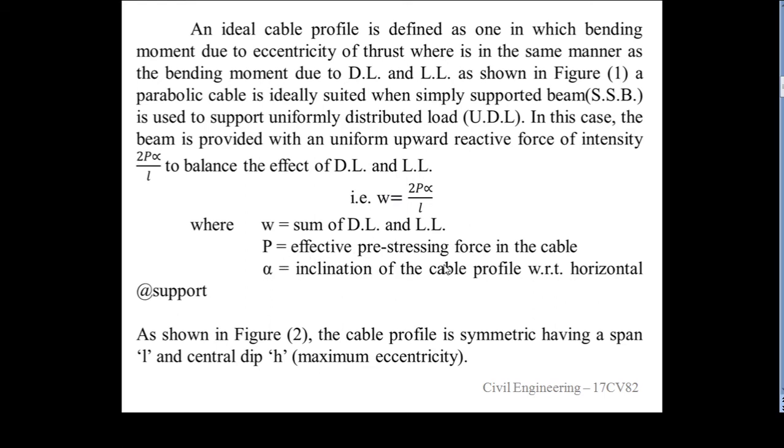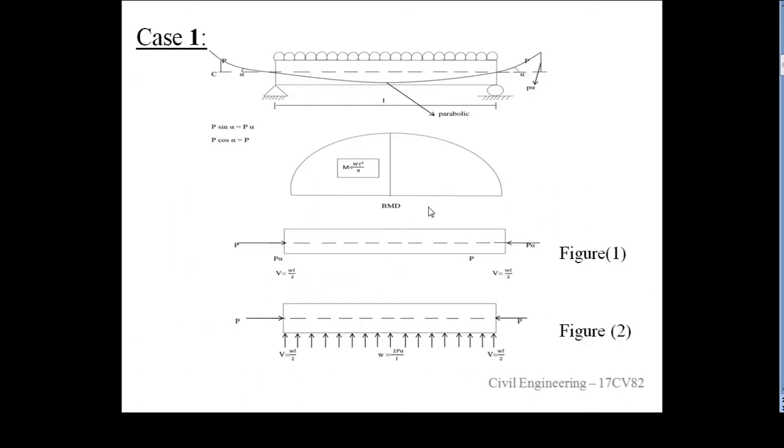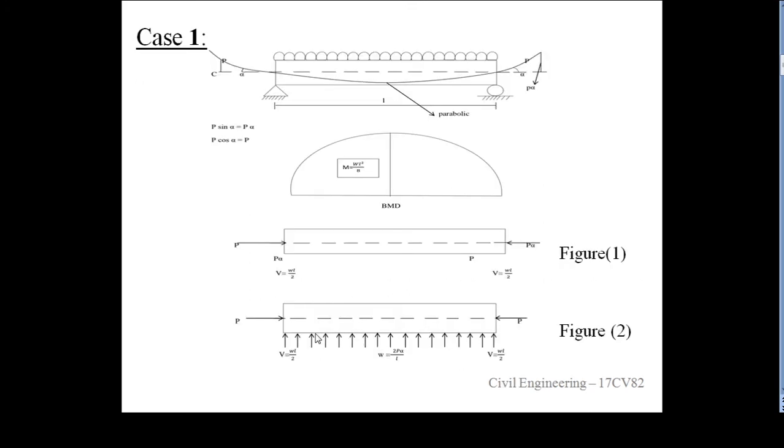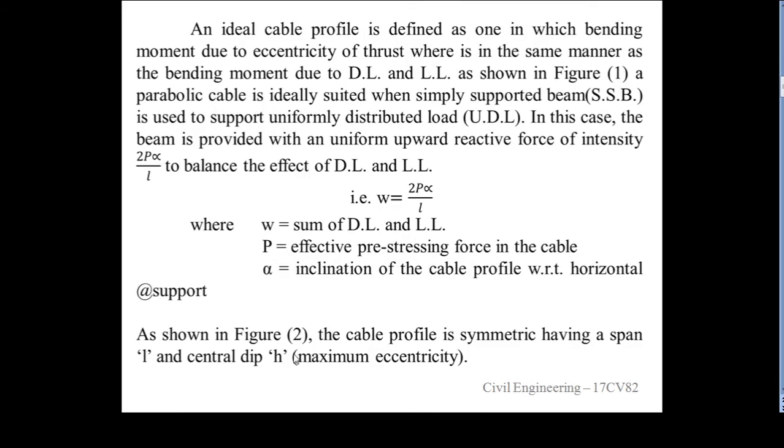Then P is the effective pre-stressing force in the cable after the losses. What is the effective pre-stressing force? This is P. Then alpha is the inclination of the cable profile with respect to the horizontal. This is the angle alpha, the angle between P and the neutral axis. At support, as shown in figure 2, you see this figure 2, the cable profile is symmetrical, having a span L and central depth h, the maximum eccentricity.